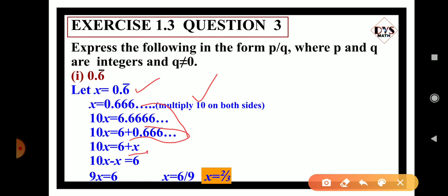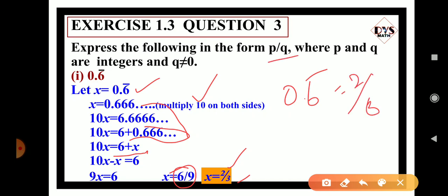Now x shifts to the LHS, it becomes minus x. So 10x minus x is equal to 9x, equal to 6. So x is equal to 6 by 9. If we reduce to the equivalent fraction, it becomes 2 by 3. So 0.6 bar can be represented in the form of p by q as 2 by 3.